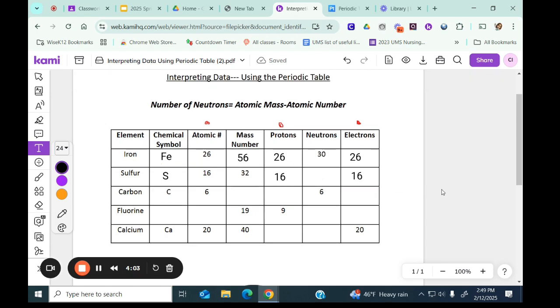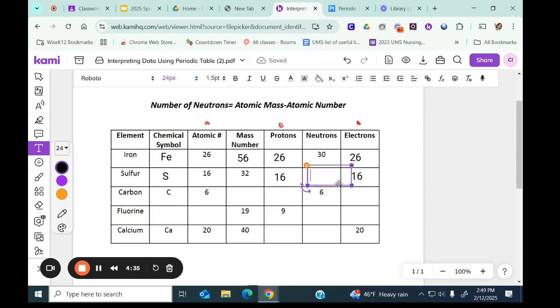Now we're going to find the number of neutrons in this particular element of sulfur. To find the number of neutrons, you're going to subtract your atomic number from your mass number, because remember, atomic number is also the number of protons. So if there are 16 protons already, but the mass is 32, that means the neutrons are the rest of that mass. So you'd say 32 minus 16, which gives us 16. So our neutrons are going to be 16.